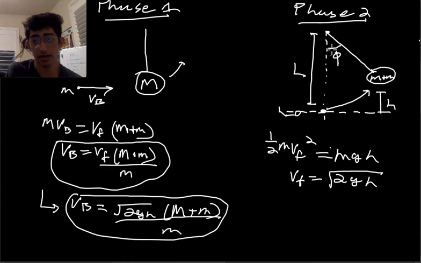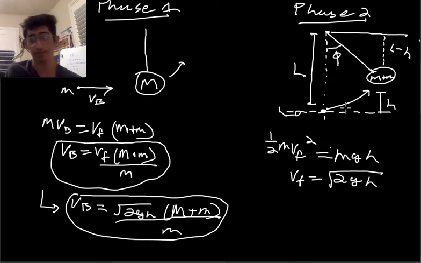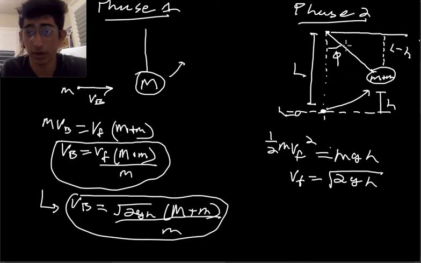So the distance between the roof where it's attached and the object will no longer be the length of the string. If we say this is the roof, it will be the length of the string minus whatever height was gained, L minus h. And we know that the length of the string here is not going to change. It's still going to be L. So how can we find h?